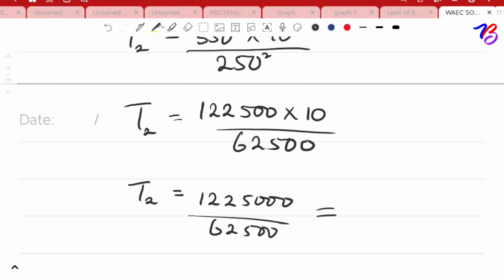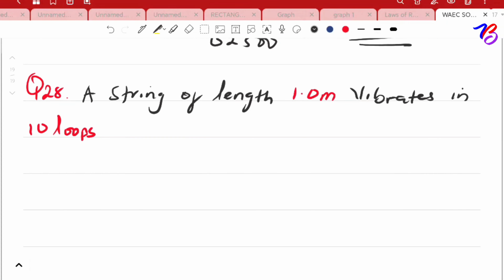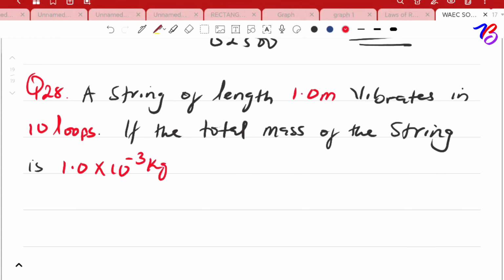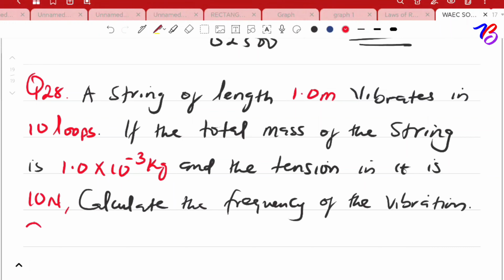Are you here? 19.6 Newton. So drop your questions. Next question. It goes: a string of length 1.0 meters vibrates in 10 loops. If the total mass of the string is 1.0 times 10 raised by minus 3 kilograms and the tension in it is 10 Newton, then calculate the frequency of the vibration.